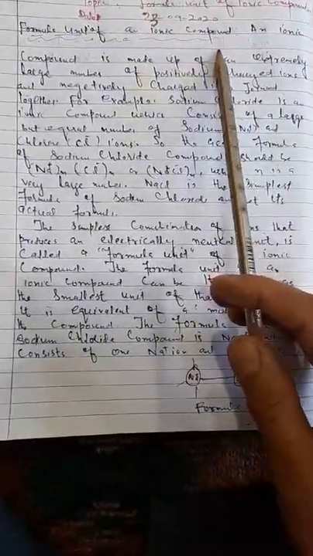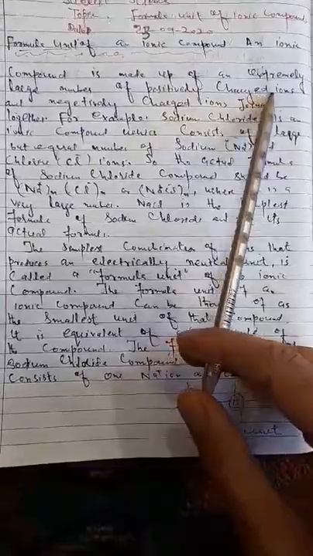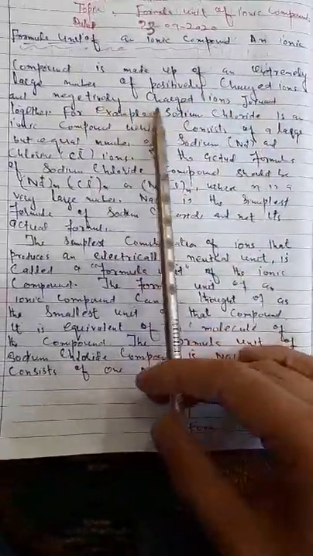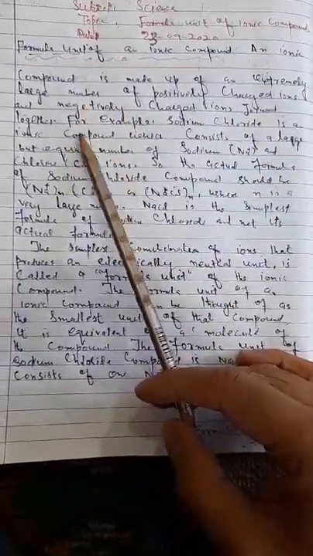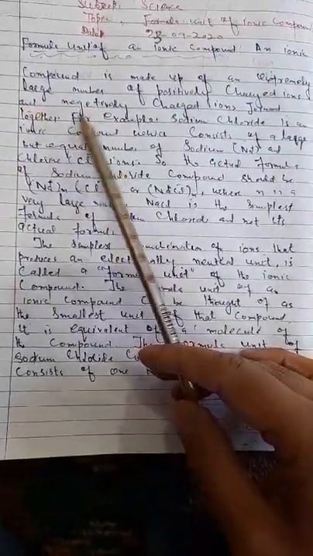Formula unit of an ionic compound. Dear students, an ionic compound is made up of an extremely large number of positively charged ions and negatively charged ions joined together. For example, sodium chloride, NH4Cl, etc.